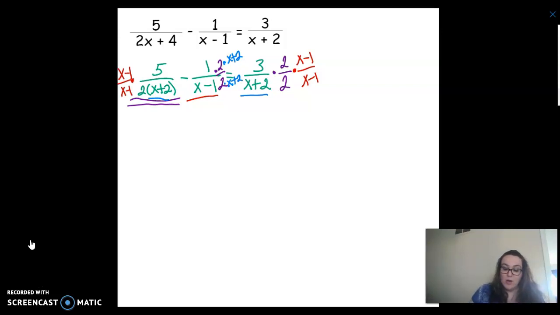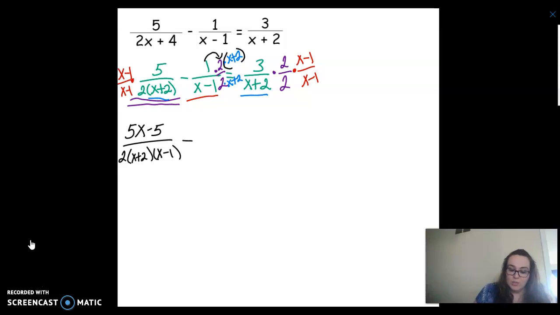On the numerator of this first one, I am just going to take the 5 and have 5x minus 5. Denominator is 2 times x plus 2, x minus 1, minus. So this middle one, I'm going to take the 1 times the 2 first. So now I have 2. The 2 is what's going to be distributed to my 2x plus 2 to get 2x plus 4, all over 2 times x plus 2, x minus 1.